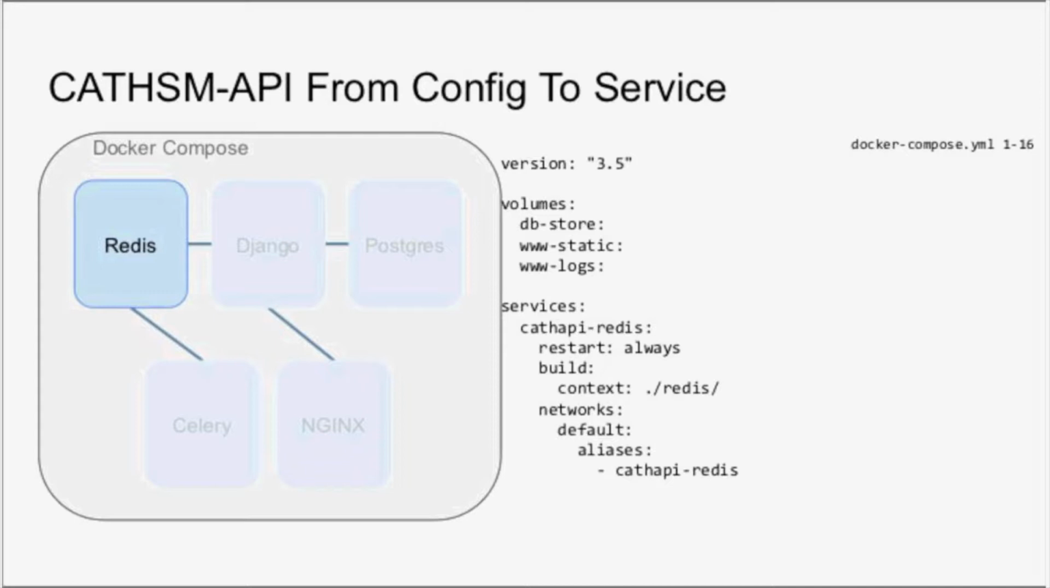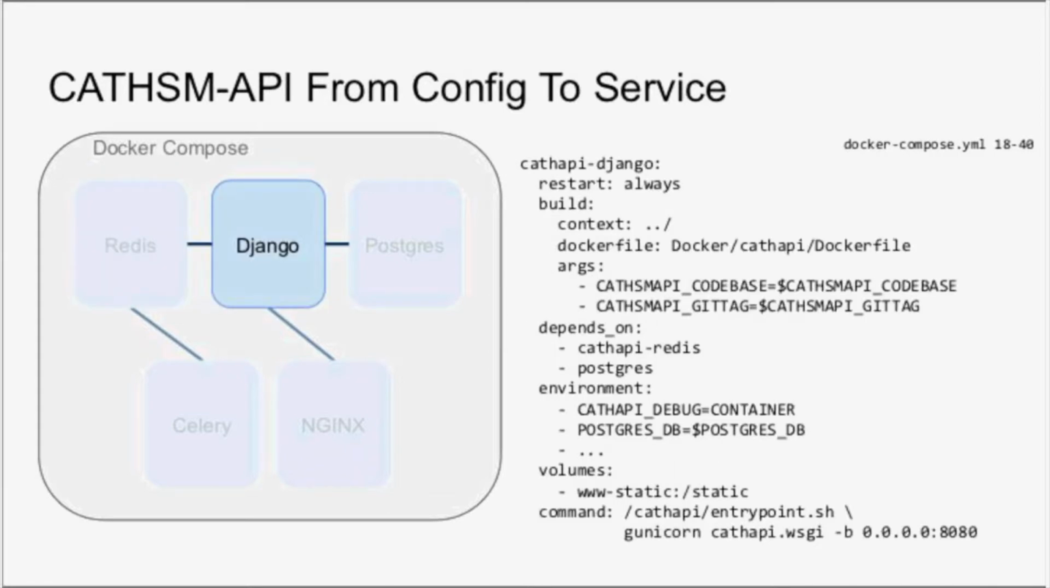Below the restart policy, you see build instructions. That is, in this case, pretty simple. We tell Docker Compose to just check the Redis subdirectory in your directory tree, and you will find the Dockerfile there and a config for Redis, and that's how you declare to Docker Compose how to build a container. Below this, there is a special thing for Redis. We had to define an additional host name, CATHSM-API Redis, because while working with containers, suddenly they couldn't see the Redis container anymore.